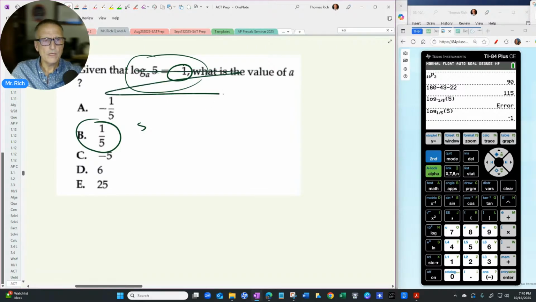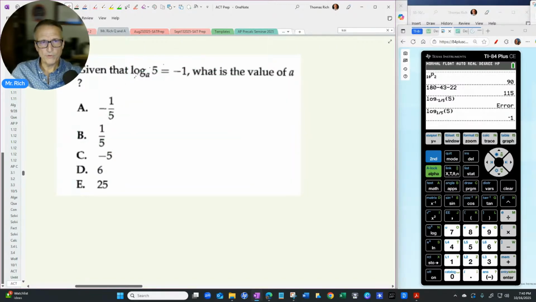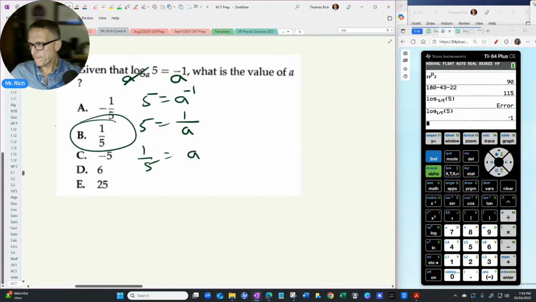All right. Now, your teacher may have also told you the way that you get rid of this logarithm is you do something like what we call exponentiate. If you raise a power on both sides, that cancels those. It leaves you 5 equals a to the minus 1. And a to the minus 1 is 1 over a. And then you flip both sides, you get 1/5 is equal to a. And there's your answer. So that is a logarithm.